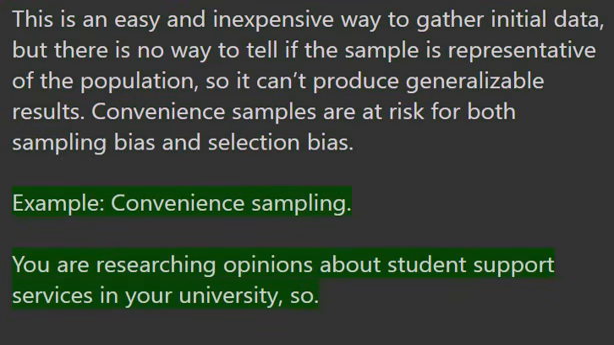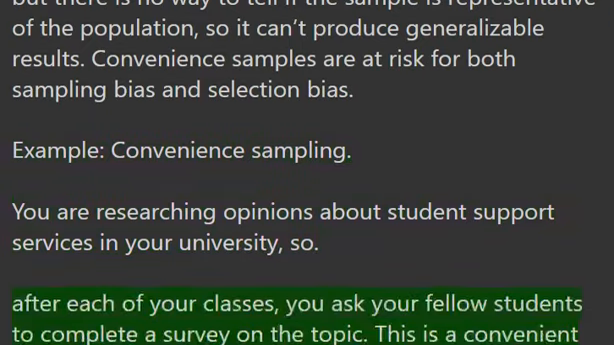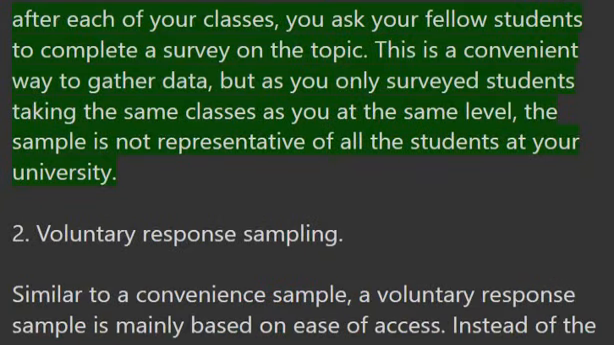Example: convenience sampling. You are researching opinions about student support services in your university, so after each of your classes, you ask your fellow students to complete a survey on the topic. This is a convenient way to gather data, but as you only surveyed students taking the same classes as you at the same level, the sample is not representative of all the students at your university.